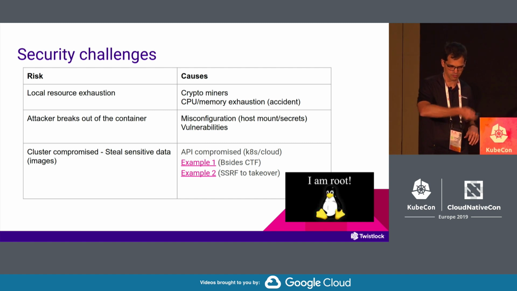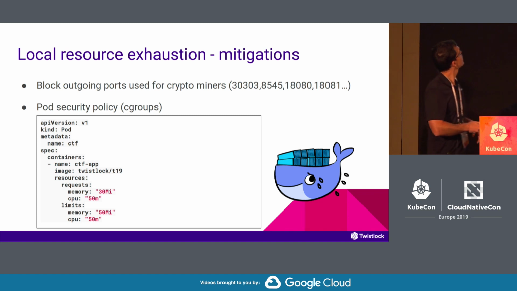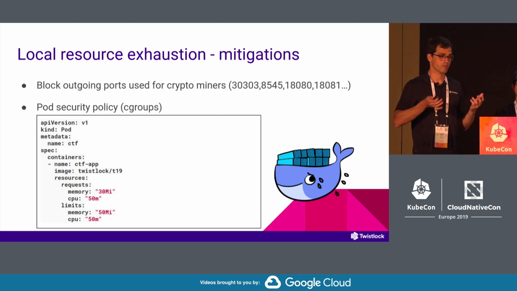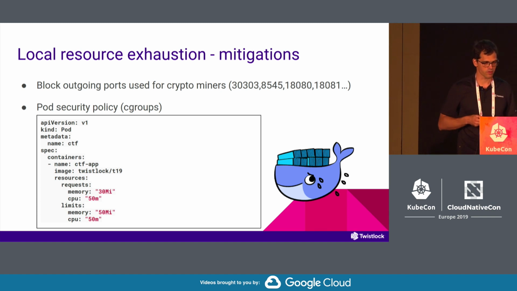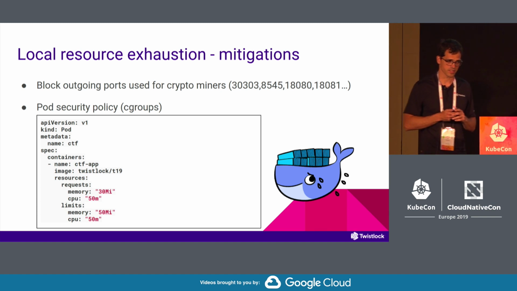And these things happened. I have two examples here. So let's talk about mitigations. So there are two simple mitigations you can apply if you want to avoid the first security risk.